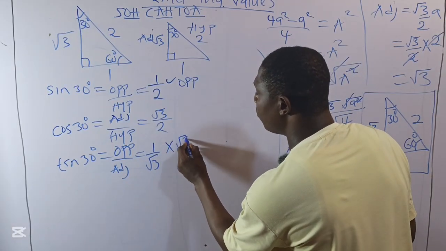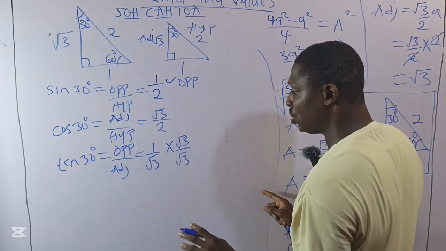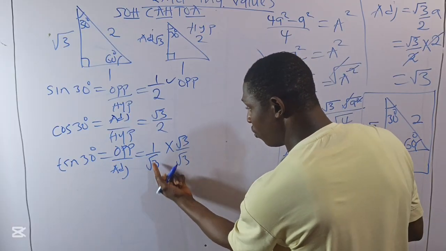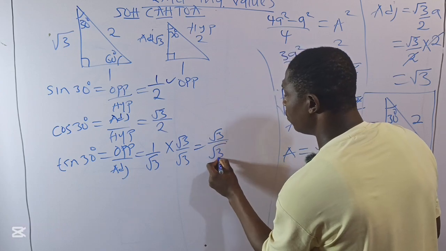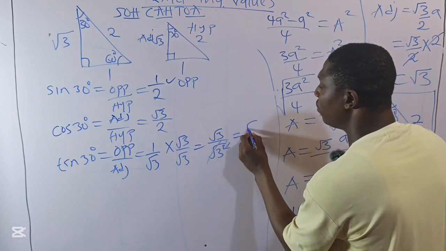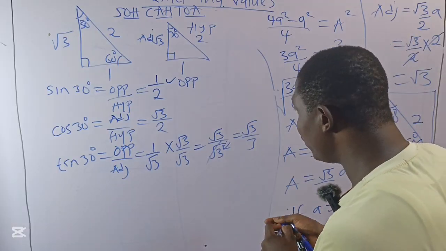But you can decide to rationalize, because in mathematics, it's better for the root to be at the top. So simply multiply both the top and the bottom by root 3. Multiplying the top and the bottom by root 3, I have not changed anything, because root 3 can still cancel root 3 to come back to this. So 1 times root 3 all over root 3 squared, and this can cancel this, giving me root 3 over 3.